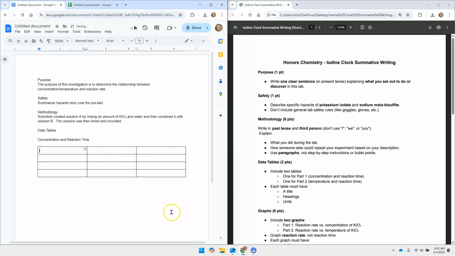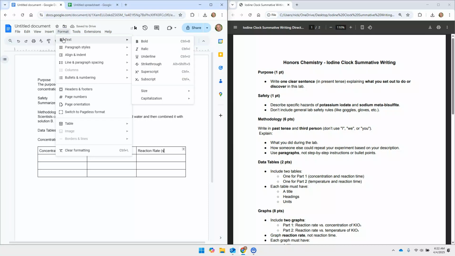And I believe we had 3 trials that we did. Concentration units were molarity, reaction time was seconds, and then reaction rate is going to be seconds to the -1.